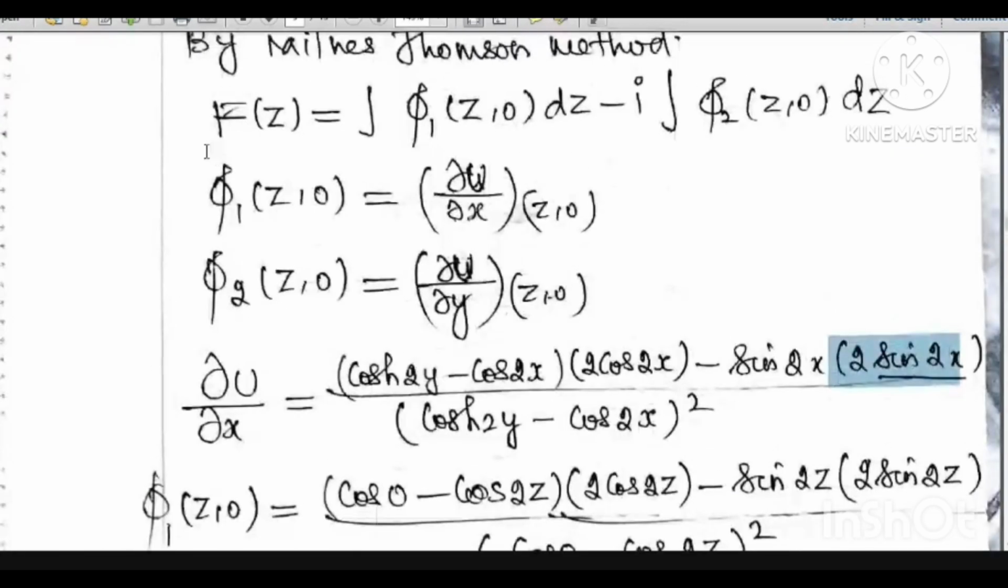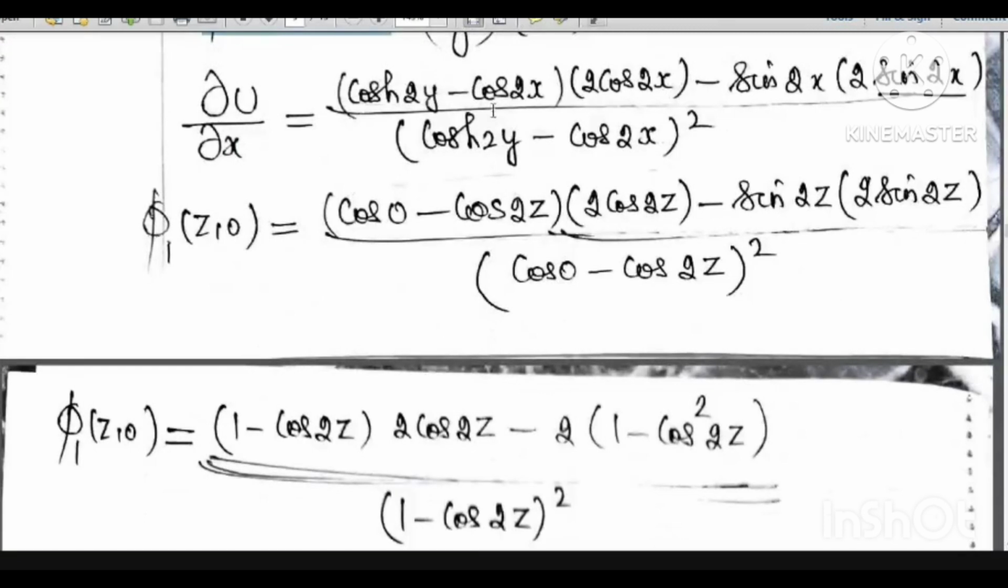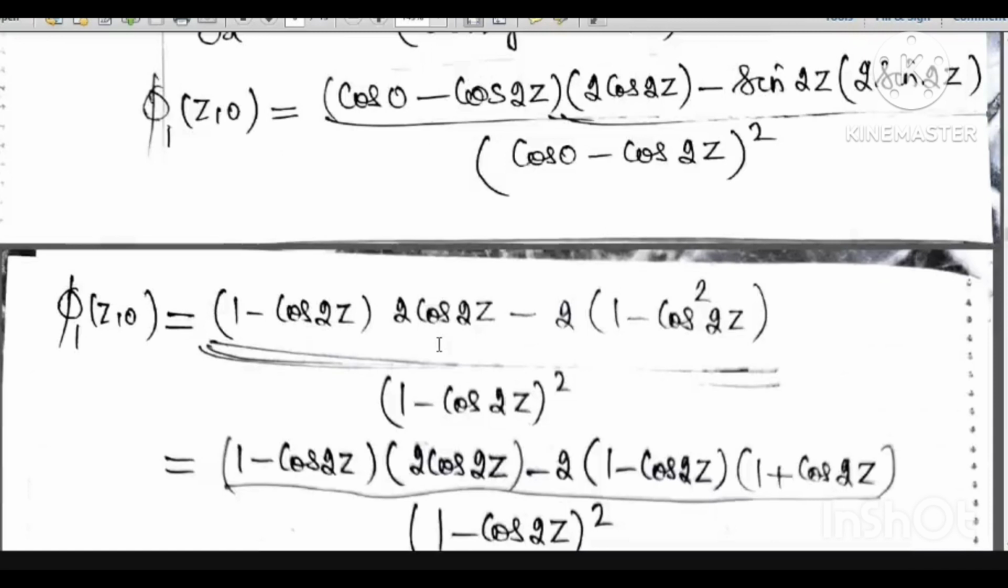Now, what is the phi 1 of z comma 0? Dou u by dou x. There, for x you have to apply z, for y you have to apply 0. So cos h2y, for y 0. So cos 0 minus cos 2z into 2 cos 2z. For x, z, for y 0. Everything I have applied. Cos 0 is 1. So 1 minus cos 2z into 2 cos 2z, minus 2 into 1 minus cos square 2z, divided by 1 minus cos 2z whole square.